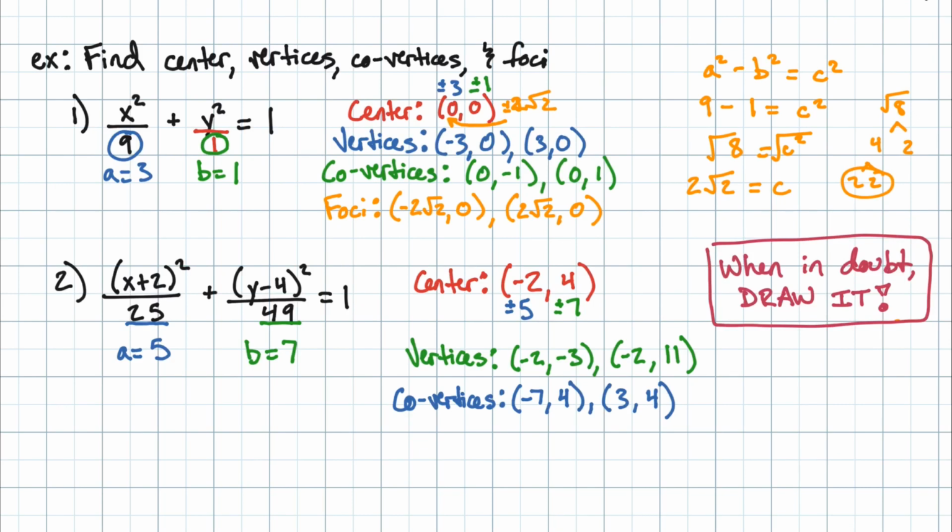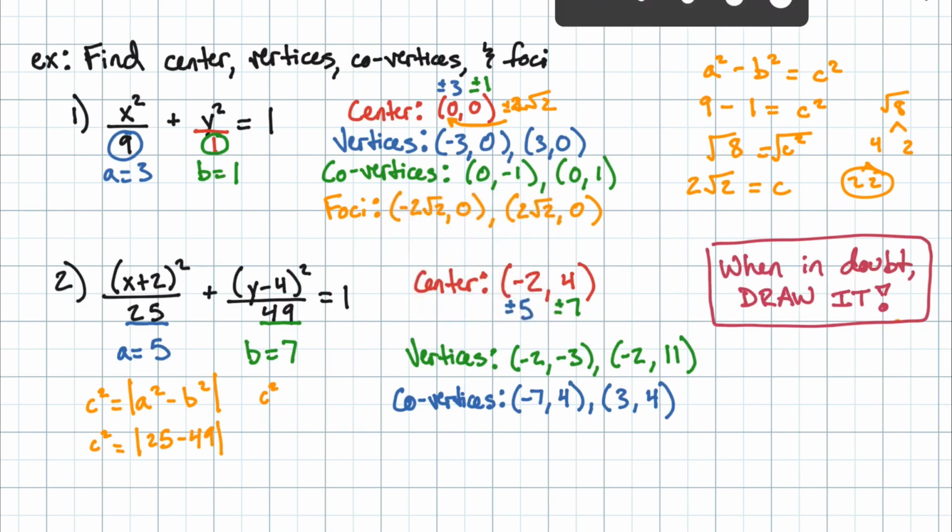Okay, but let's talk about the foci. C squared equals a squared minus b squared. And I guess we're getting technical with absolute value because we're talking about a distance. So c squared equals the absolute value of 25 minus 49, which I get -24 in there, so absolute value is going to be a +24. I take the square root, and if we break it down, that's going to be 4 and a 6, which breaks down to 2 square root of 6.